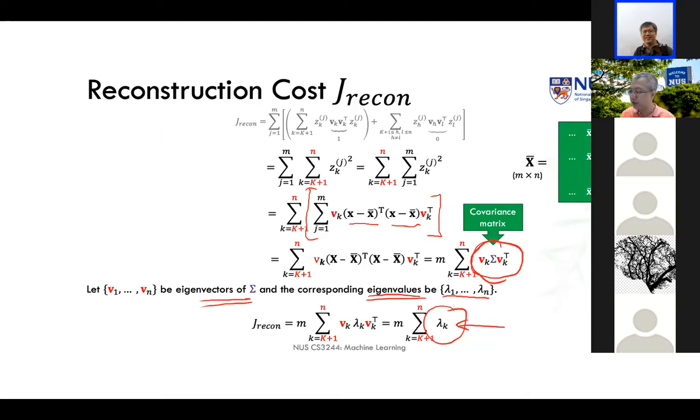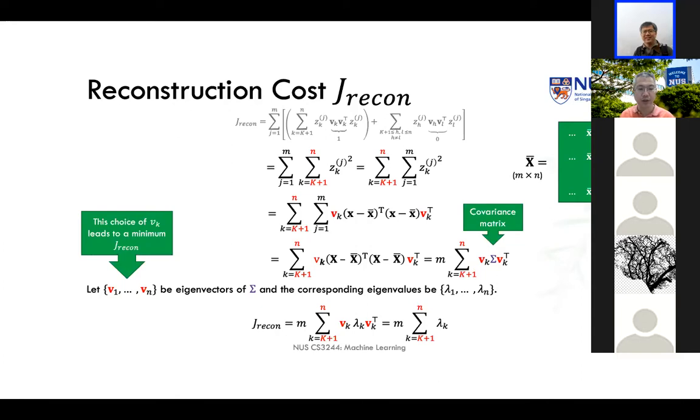Okay, so this is telling us what the reconstruction cost is for all of the endpoints over the dimensions that we decided to drop. Again, these are the dimensions that we're deciding to drop here, which are the ones from k plus 1 to n, all of the remaining ones.